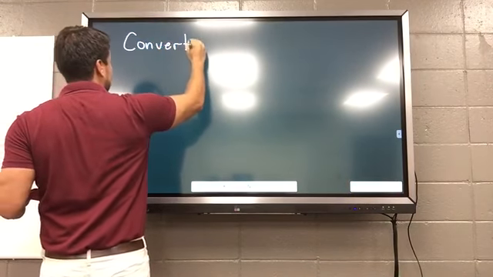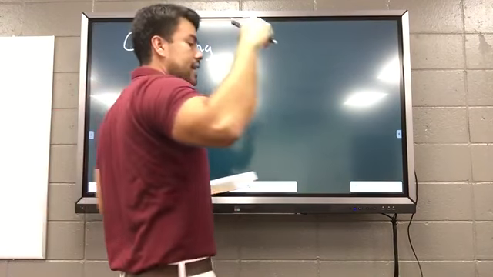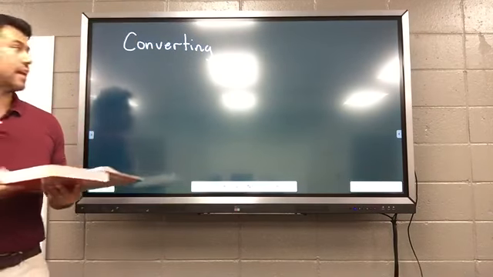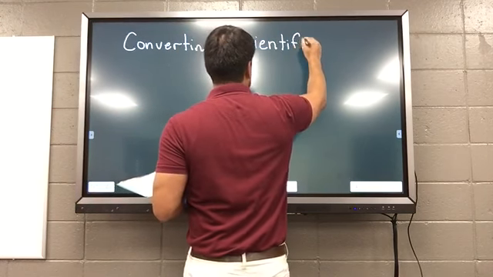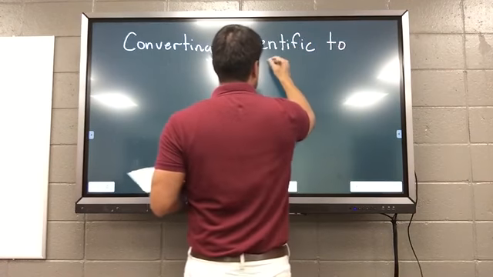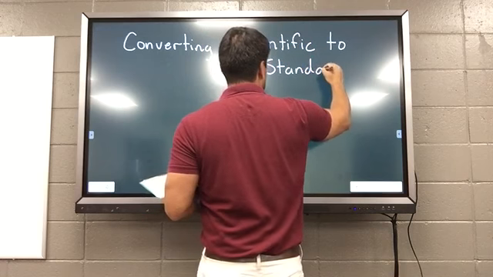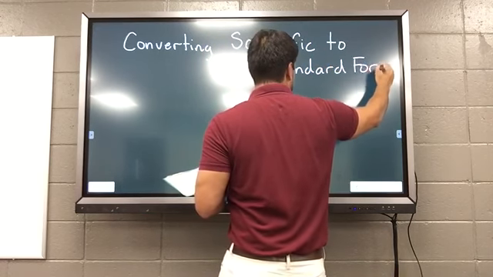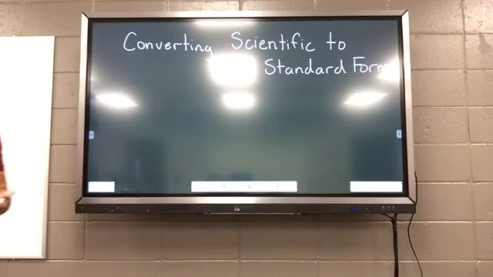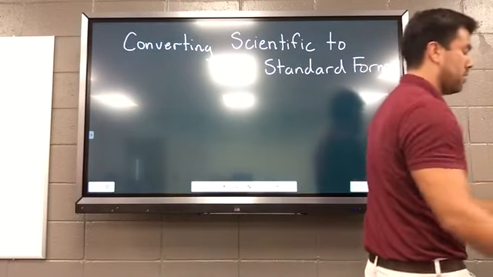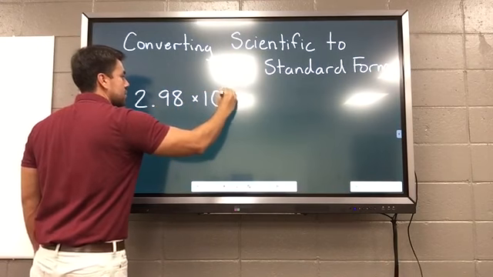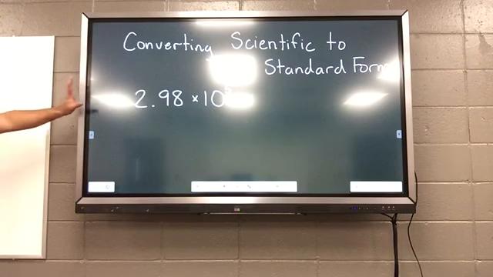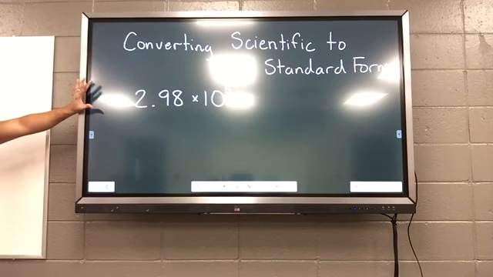All right, converting. So really we converted standard form to scientific, and now we're going to do converting scientific. So we're just going to go backwards, scientific to standard. Do you guys remember what standard form is? It's just how you normally see a number. The standard way of seeing a number. Okay. So let's start off with this number right here. 2.98 times 10 to the 5th. Okay. They already gave it to you in scientific notation. You have to give it in standard form.